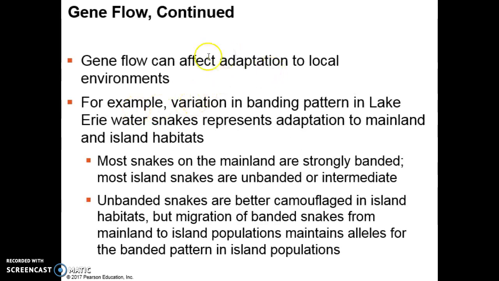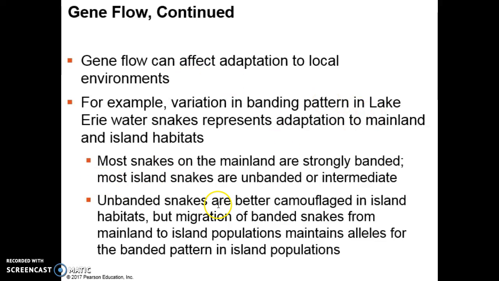Gene flow can definitely affect adaptation to local environments. It's going to inject a whole bunch of new alleles that haven't been found in that population before. We see a specific example of this in the banding pattern of Lake Erie water snakes, and I've got a picture on the next slide that's going to show that.